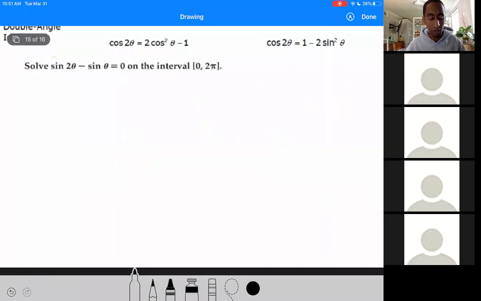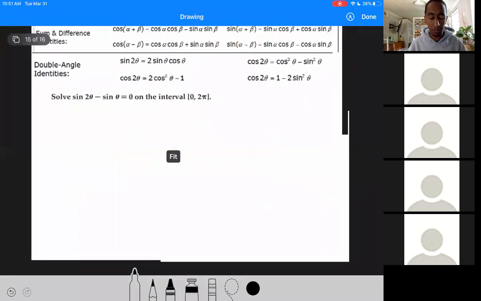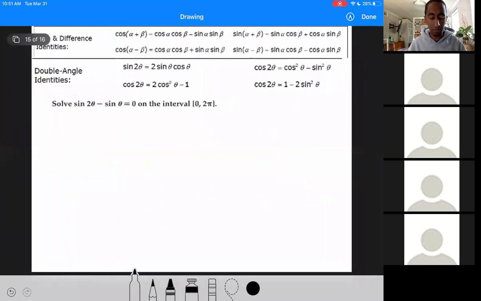All right, this is the last problem I want to look at. This one is to solve something. It says solve sine of 2 theta minus sine of theta equals 0 on the interval 0 to 2 pi. So there's a lot going on here. This would be using the sum and difference identity, or the double angle identity, to help us out in solving a problem.